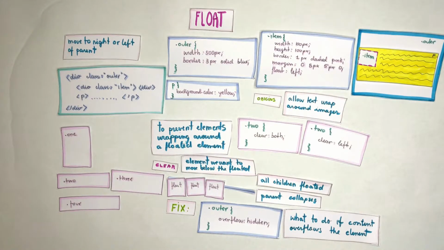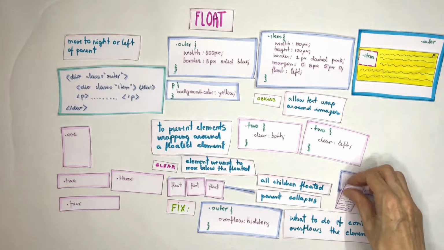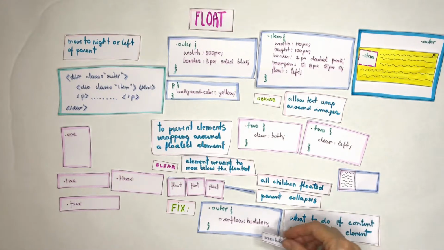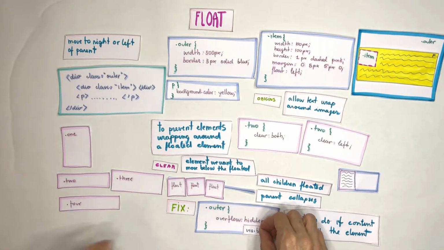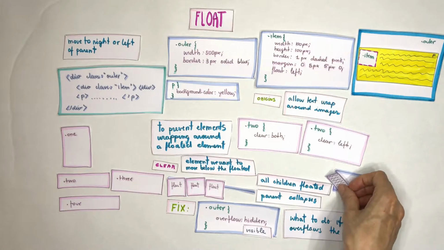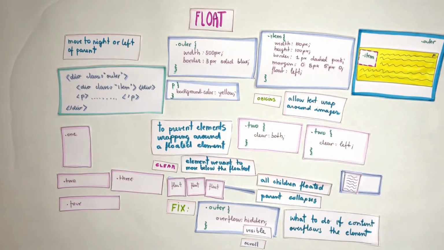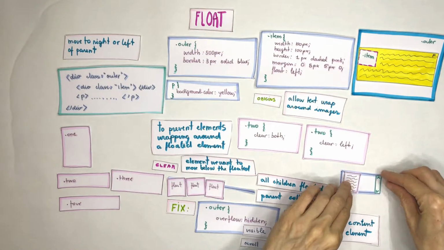Let me explain what the overflow property is and what it does. Here we have a container and an element whose content is larger than the container, so it overflows it. With overflow hidden, the content that overflows the container is not shown. Overflow can also have other values, like visible, which will just show the content that overflows the container, and scroll, which will add scroll bars to the container.